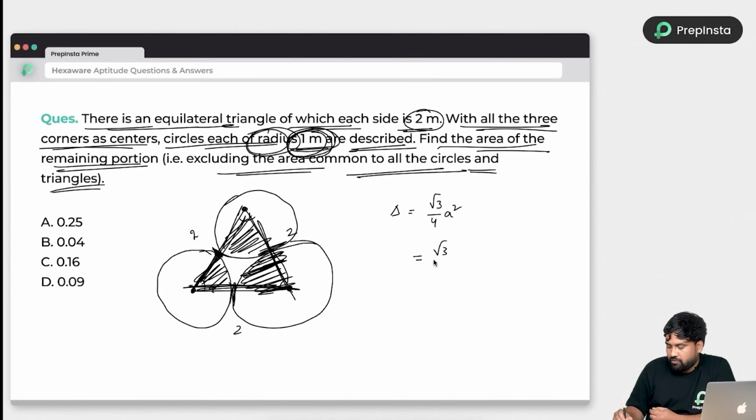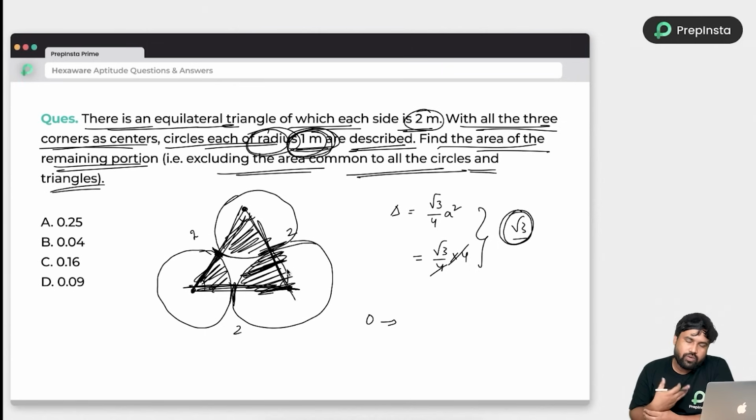It's nothing but root 3 by 4 into a square, where side is 2, so 2 square is 4. So the area is root 3 simply. Why? Because the 4 and the square cancel. And what is the area of the circles? Circle area is pi r square, we all know. But here it is not a complete circle. It's a sector. So you need to know the angle. Pi by 360 degrees into theta into r square, right? And here theta is the angle of the sector.